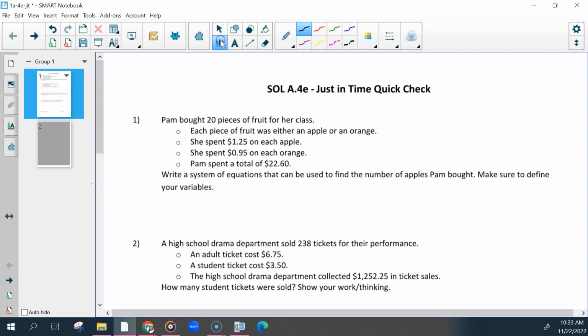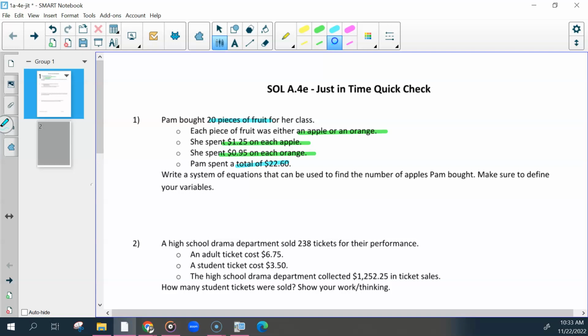I told them the answer. So as you were reading these, you were supposed to find important information. So there was 20 pieces of fruit. The fruit was apple or orange, so that's kind of important. She spent $1.25 on each apple, 95 cents on each orange, and then spent a total of $22.60.